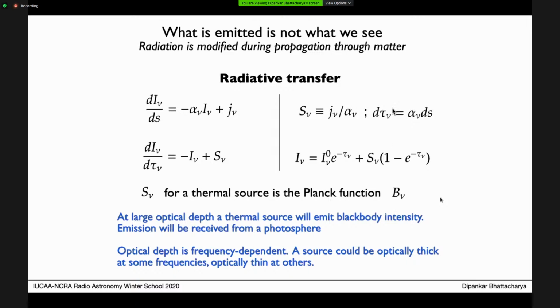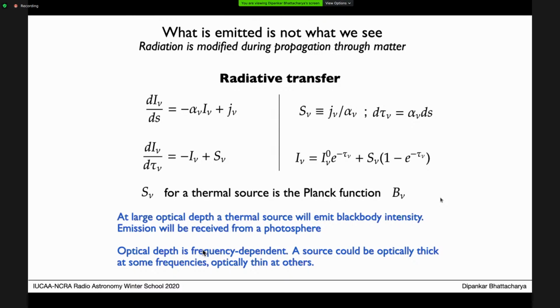Now, all of these quantities have a subscript nu, which means they are frequency dependent. So it could be that the tau nu distribution for a source is such that it could be optically thick at some frequency nu and optically thin at some other frequency. So tau nu could be large at some frequencies and small at some other frequencies. For example, if there is a resonance, for example a spectral line, you could have a large optical depth at the spectral line, but a small optical depth away from the spectral line in the continuum.